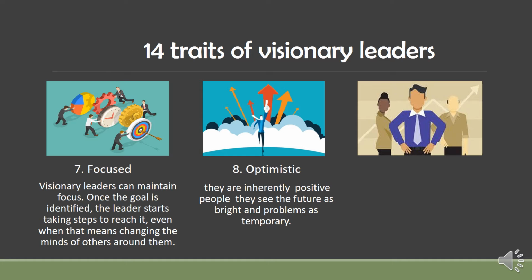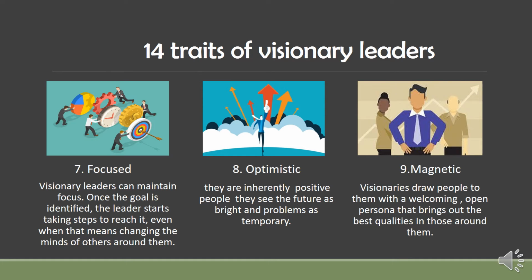Eight is optimistic. They are inherently positive people. They see the future as bright and problems as temporary. So visionary leaders draw strength from their steadfast optimism, believing that their visions will truly be realized.